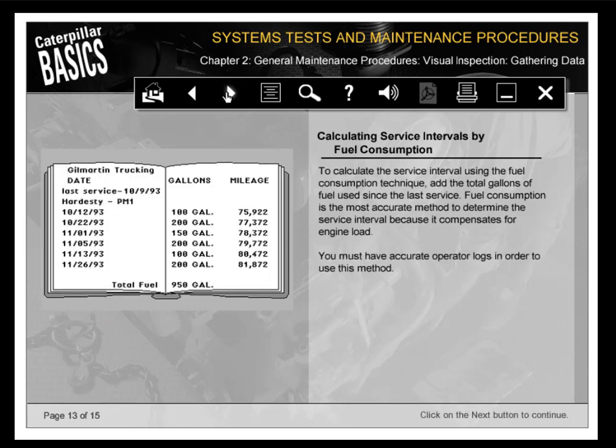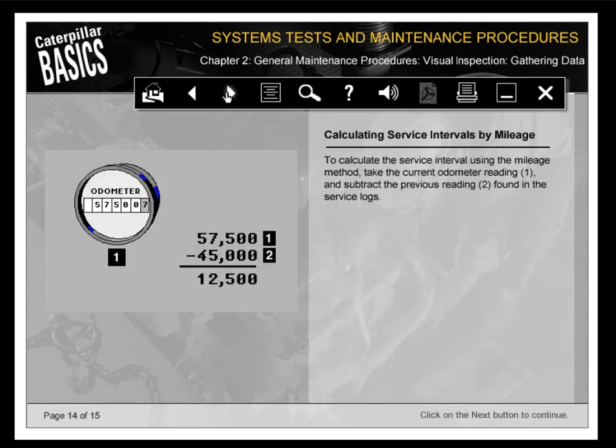To calculate the service interval using the fuel consumption technique, add the total gallons of fuel used since the last service. Fuel consumption is the most accurate method to determine the service interval because it compensates for engine load. You must have accurate operator logs in order to use this method. To calculate the service interval using the mileage method, take the current odometer reading and subtract the previous reading found in the service logs.